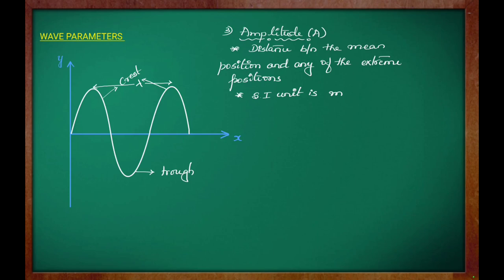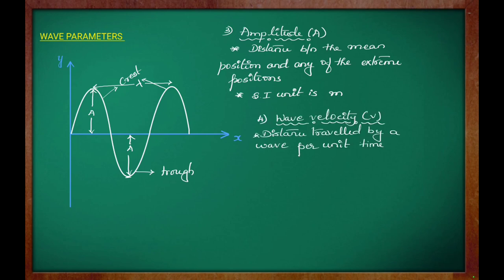Amplitude is the distance between the mean position and any of the extreme positions. It is represented by A. So this is the mean position, and this is an extreme position. The direction of the wave is along the x-axis, which is the mean position, and this is the extreme position. So the distance between the mean position and the extreme position in any direction gives us the amplitude. The SI unit of amplitude is meter.